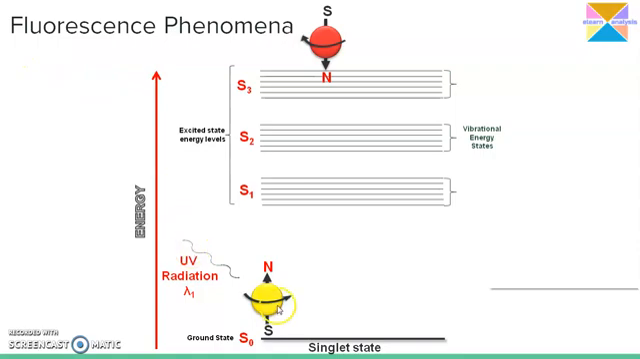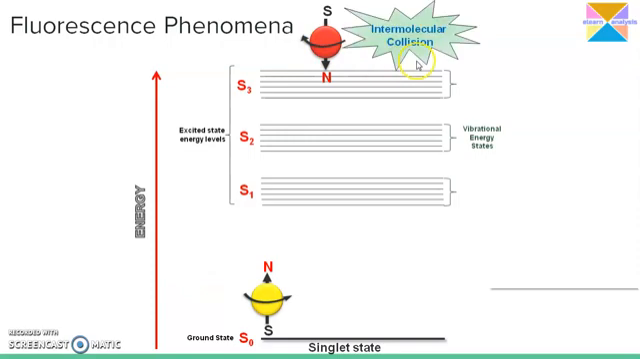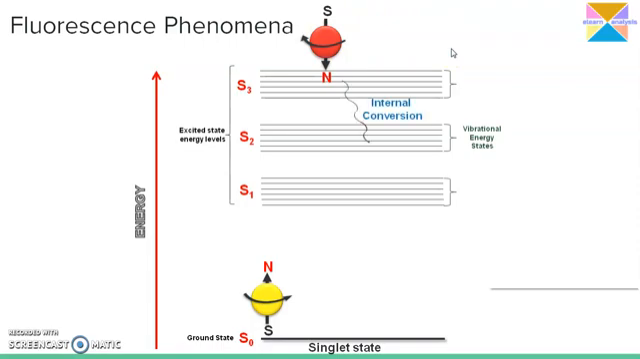Coming back to fluorescence, this electron has taken up the energy and it has gone to the excited state, and because of the vibrational relaxation process, it will lose the energy because it may collide with some intermolecules or the neighboring atoms. Because of the collision, this electron will lose the energy, and we call that internal conversion, and it is a non-radiative transition.